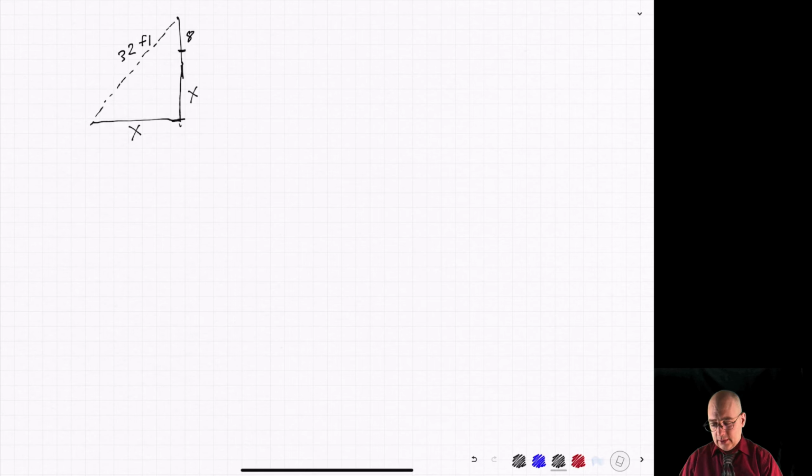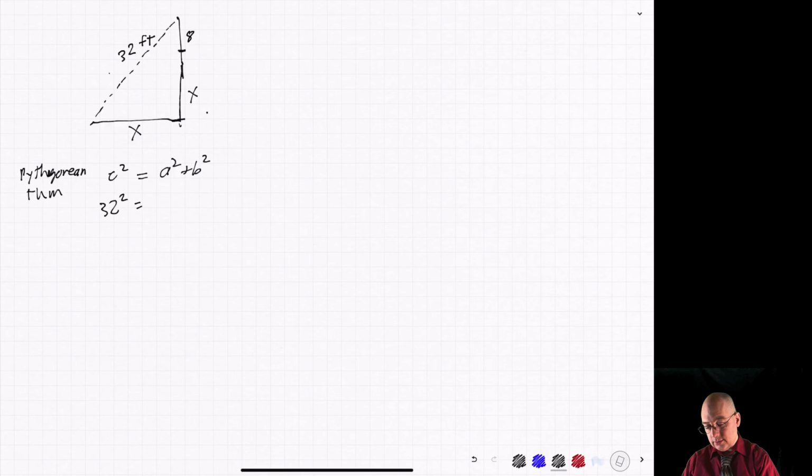Okay, and so what do we need to do? We need to figure out this x, right? So what tool do we have? Well, we've got the Pythagorean Theorem that says the square of the hypotenuse, c squared, is equal to a squared plus b squared. So a, b, and c. So 32 squared is equal to x squared plus (x plus 8) squared.